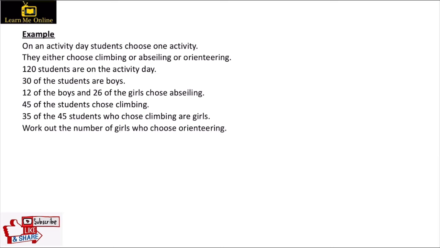So it says on an activity day, a student chooses one activity. They either choose climbing, abseiling or orienteering. So the three activities, I'm going to draw my two-way table here. So that would be split like this. This is the final thing.